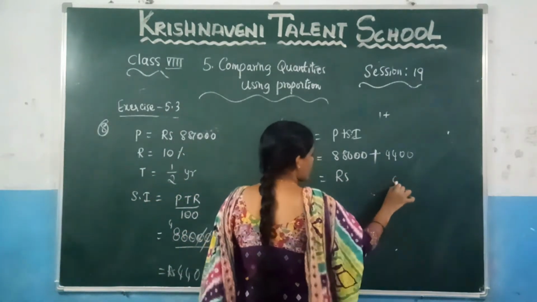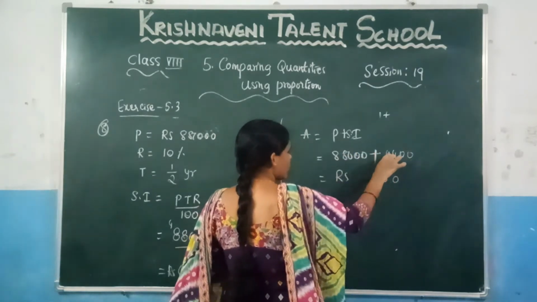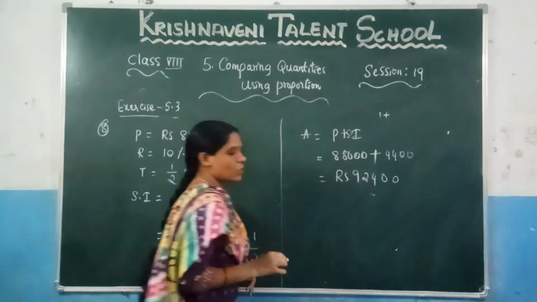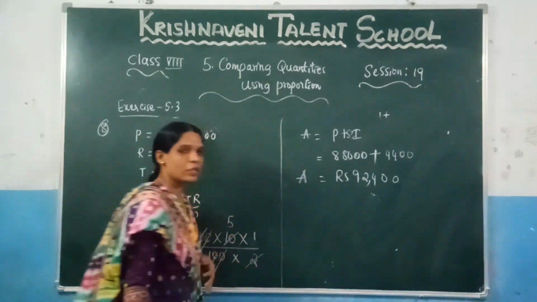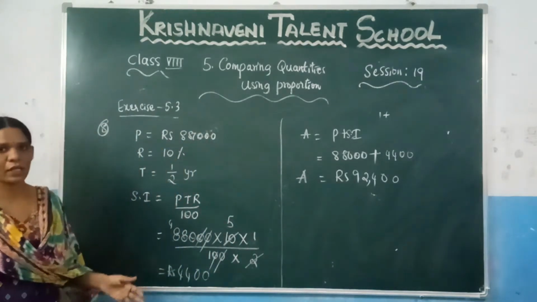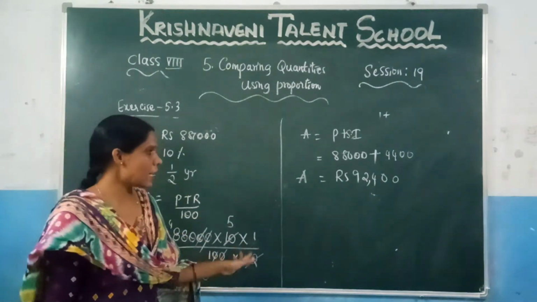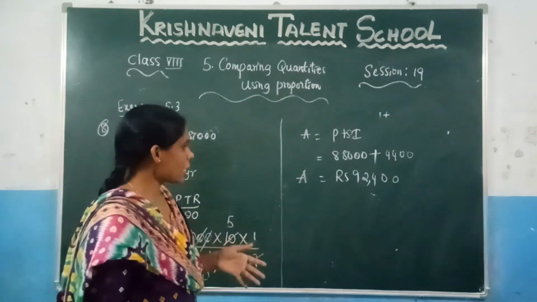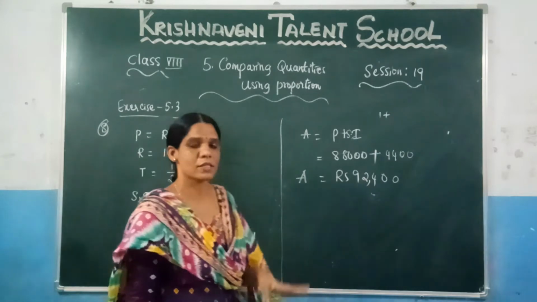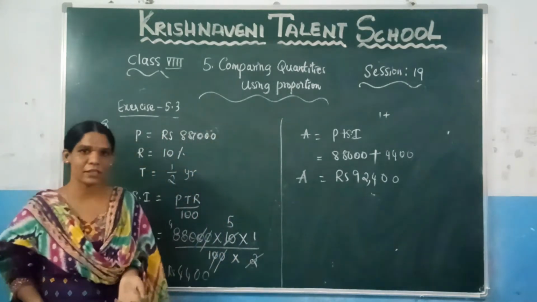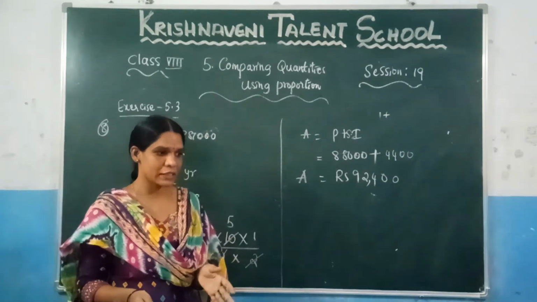Now just solve it. What you will get here? 0 plus 0 will give you 0. 0 plus 0, 0. 0 plus 4, 4. 8 plus 4, which is 12. You are getting here 9. So what is the amount? Which is nothing but 92,400 if the interest is compounded annually. So we have calculated all these things and found the amount if the interest is compounded annually.